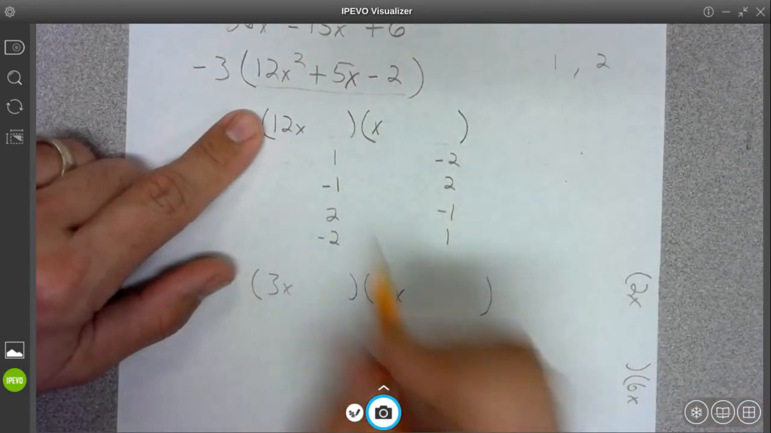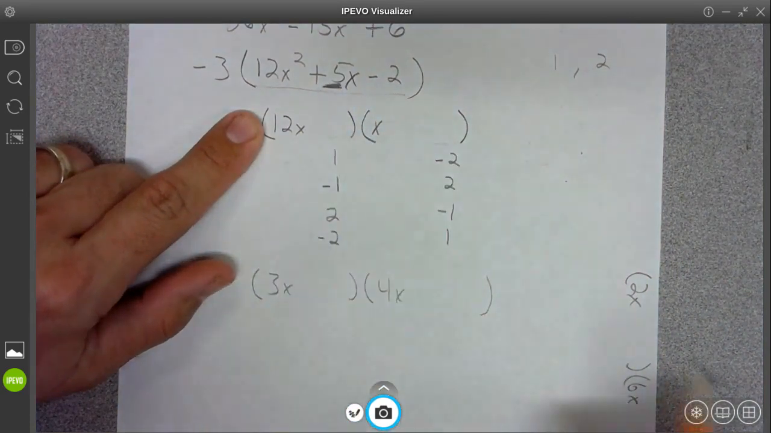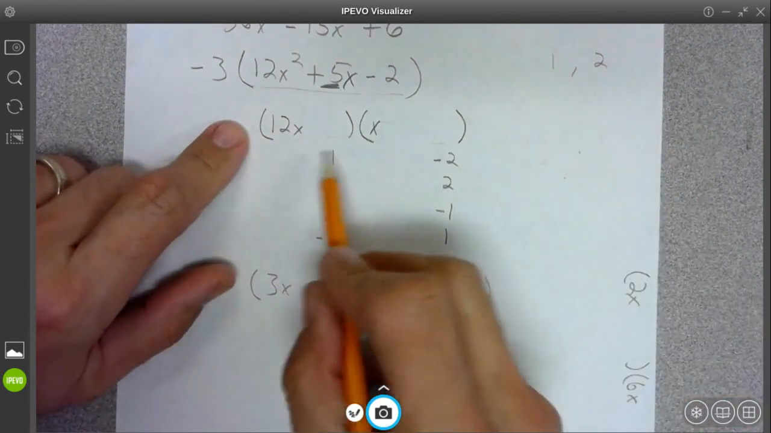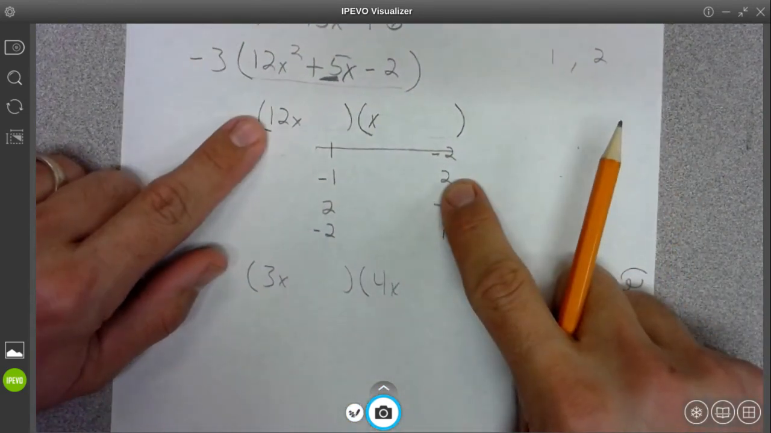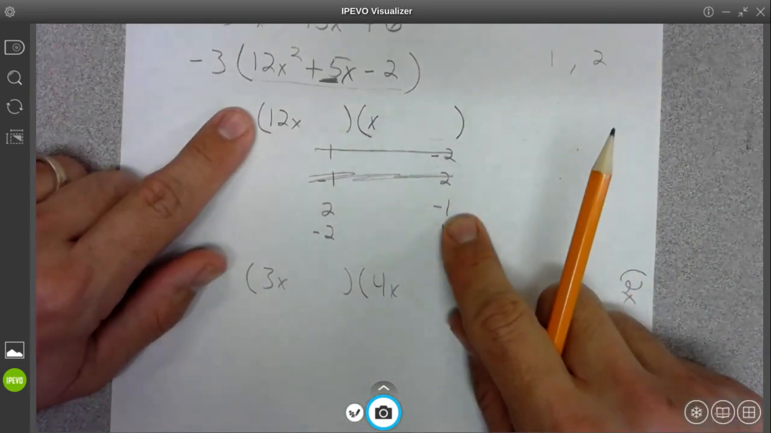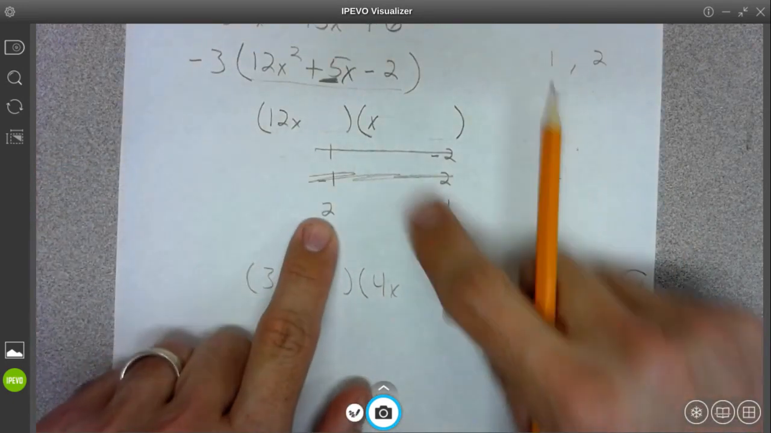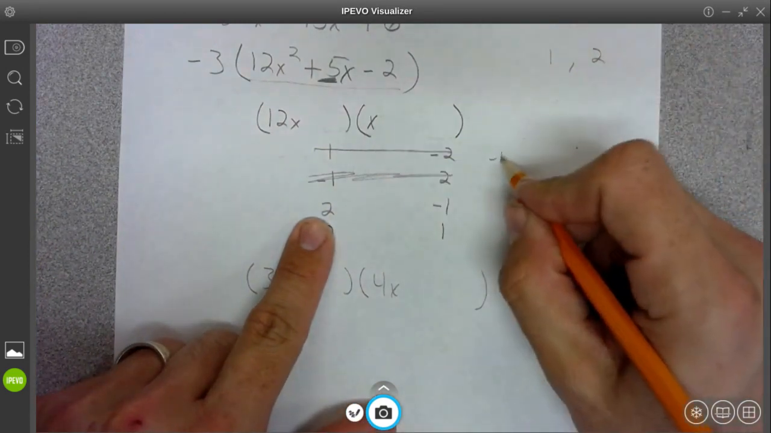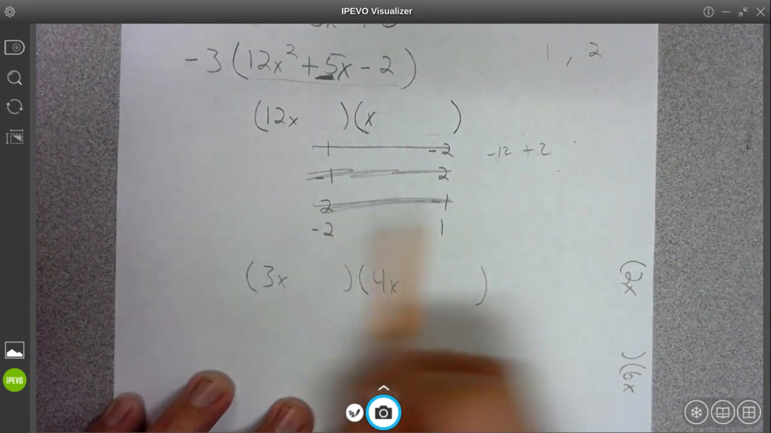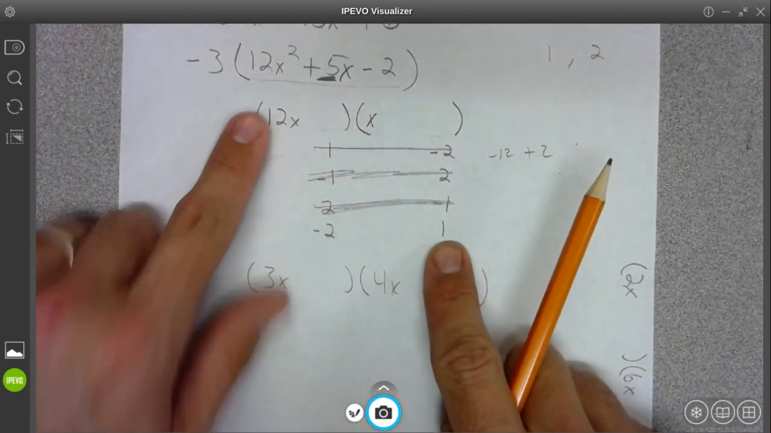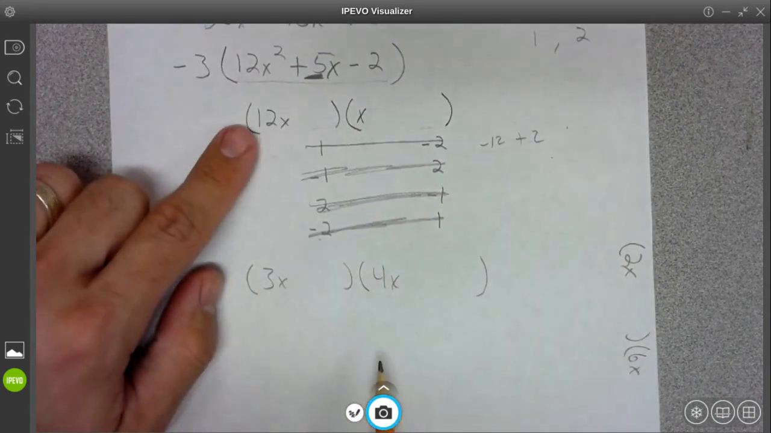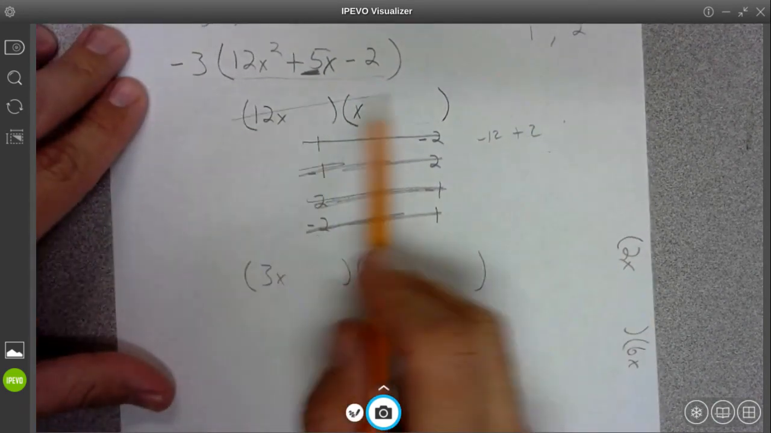All right, now I'm trying to get positive 5. This is negative 24. That ain't going to work. All right. This is positive 24. That ain't going to work. This is negative 12 and positive 2. That does not give you 5. Nowhere close to it. Same thing here. Positive 12, negative 2. That didn't work. Okay. So it's not my first option. It's not a 12x at all.